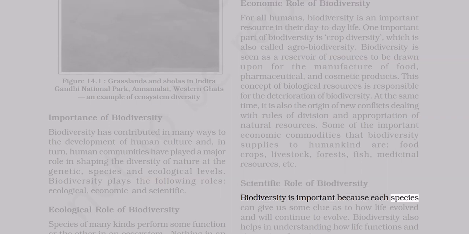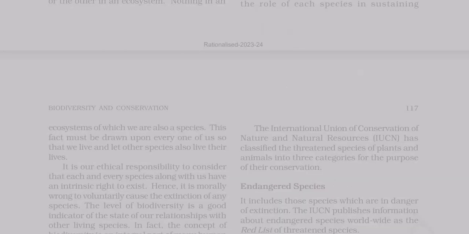Scientific role of biodiversity. Biodiversity is important because each species can give us some clue as to how life evolved and will continue to evolve. Biodiversity also helps in understanding how life functions and the role of each species in sustaining it.